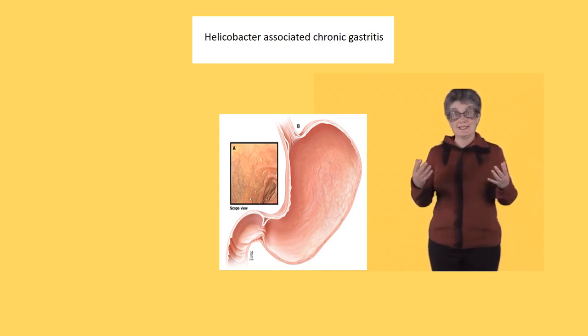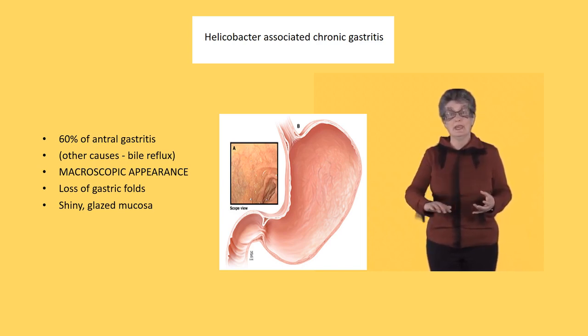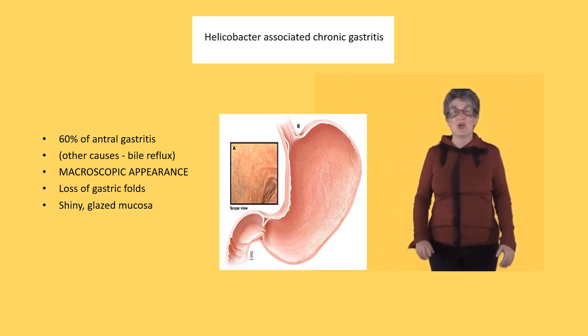Helicobacter causes about 60% of antral gastritis. That's gastritis in the lower part of the stomach. Another common cause is bile reflux, as the sphincter at the bottom of the stomach becomes incompetent. What we see is a loss of gastric folds. It causes atrophy, a shiny glazed mucosa.